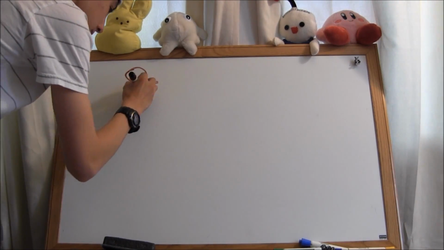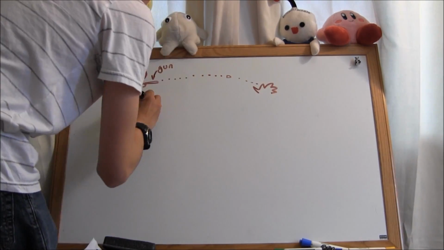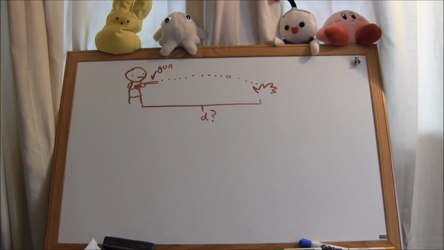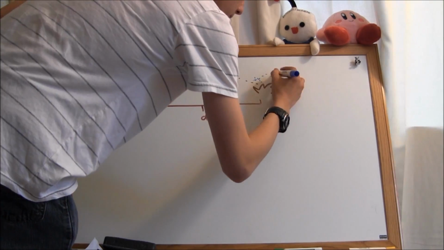So first we have our hunter firing his gun. Gravity causes the bullet to take a sort of parabolic curved path until it hits the ground. The distance d in the diagram is the initial distance between the hunter and the animal.